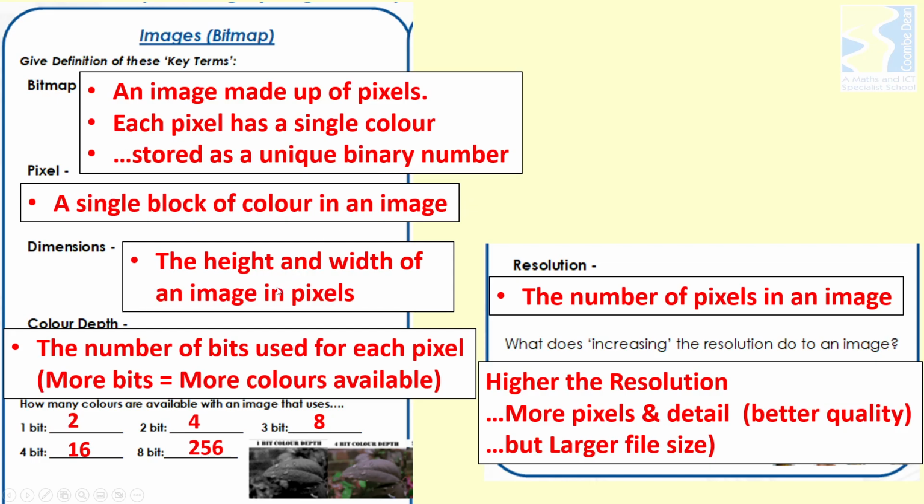Dimensions, the height and the width of the image in pixels. Colour depth, the number of bits used to store each pixel. And you've got the amounts here: 1 bit is 2, 2 bits is 4, 3 bits is 8, etc. Resolution, the number of pixels in the image. And what does increasing the resolution do? The higher the resolution, the more pixels and detail, better quality, but the larger the file size because more binary data has to be stored.